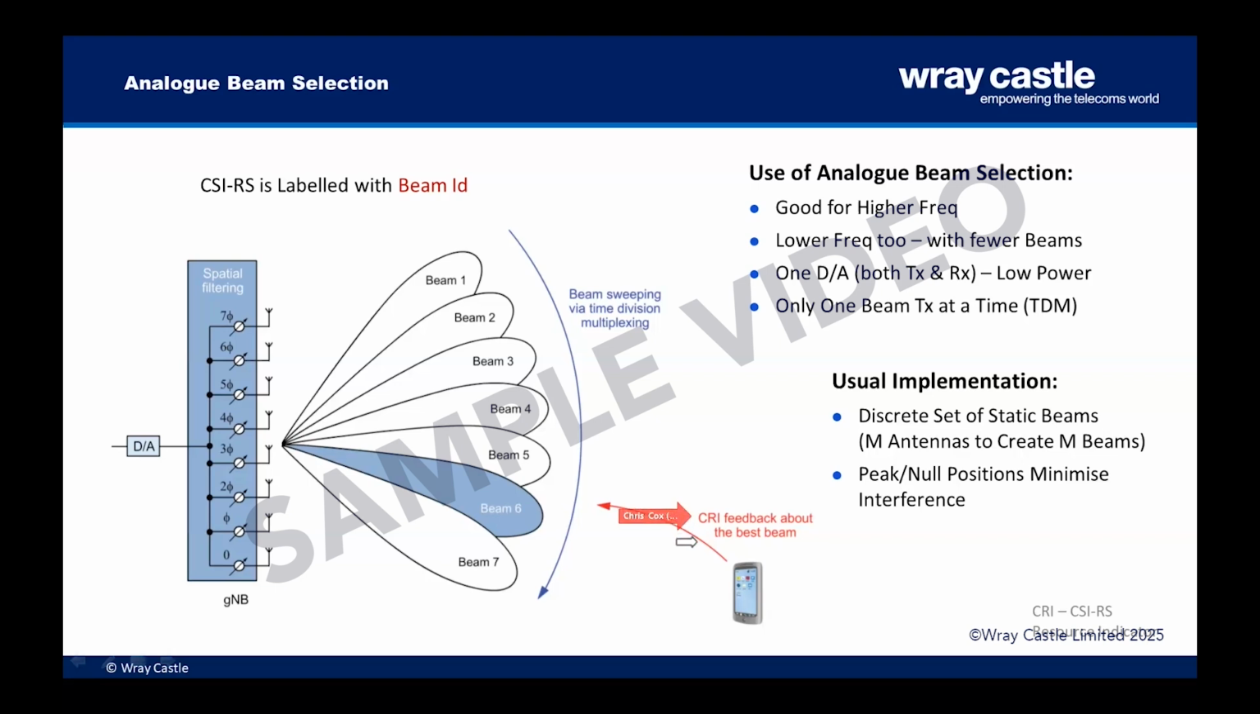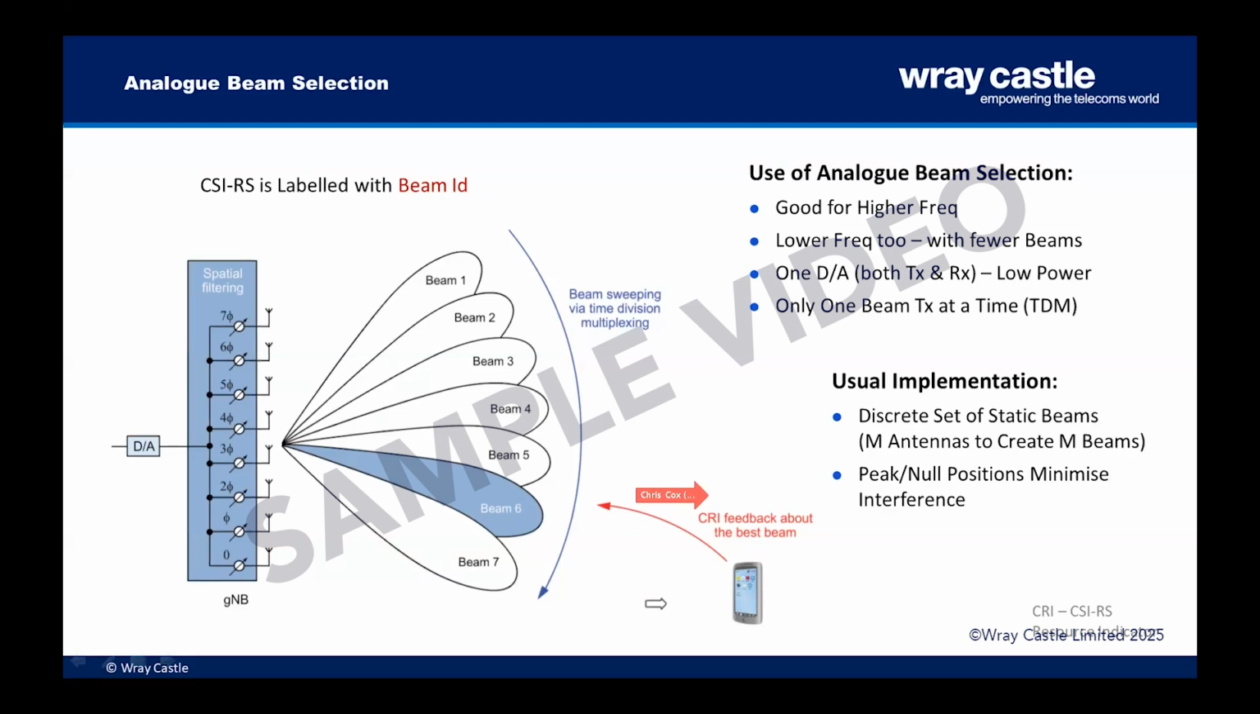That feedback happens to be called the CRI, the CSI Reference Signal Resource Indicator. This then is a nice simple technique. One parameter, the phase shift, or the beam identity, and one parameter fed back from the mobile, which is the best beam. Nice and simple. A little bit inflexible, as we'll see.